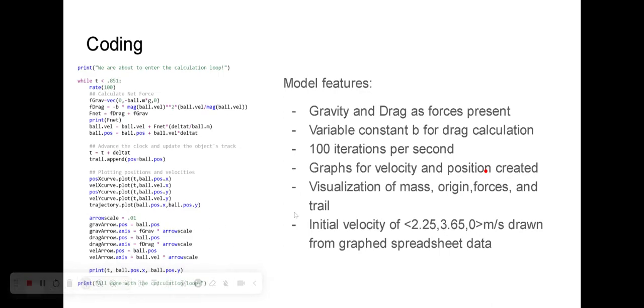Continuing on, and then you get everything down there. From the spreadsheet, we got an initial velocity and position of 2.25 and 3.65 meters per second, and that's about reasonable. We also used the coding to create graphs for all of our relevant forces.